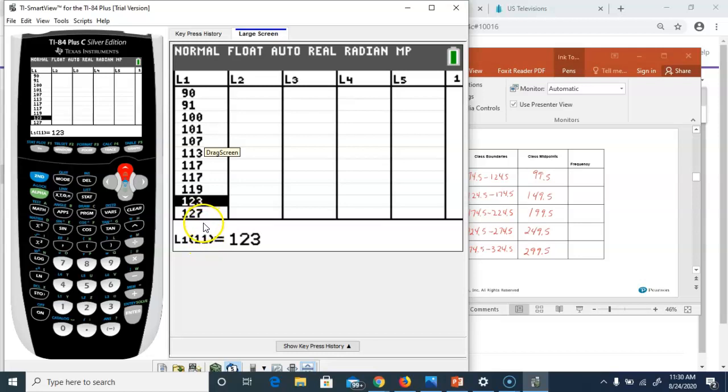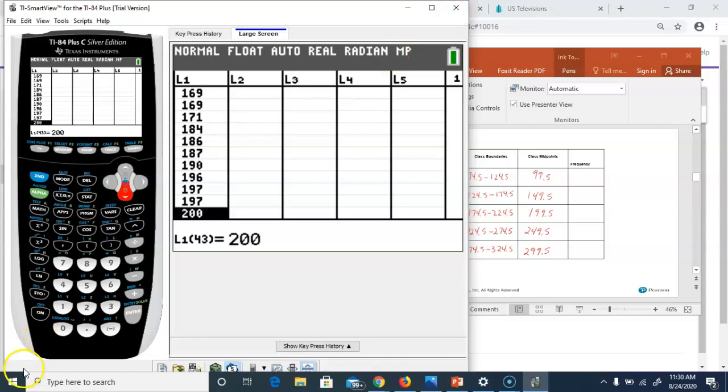The next class is from 125 to 174. So I'm going to go in and count how many values are between 125 and 174. So I'll go down all the way to where I get to 174. And so it looks like 171 would be the last one in that second class there. So we're going to repeat that process, and then we'll come up with our frequencies from that.